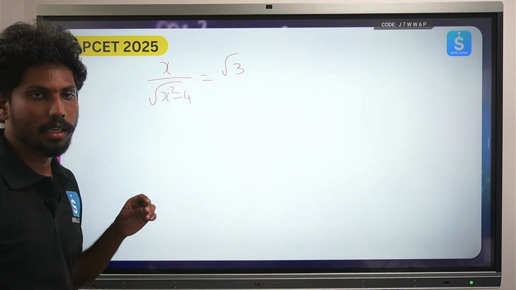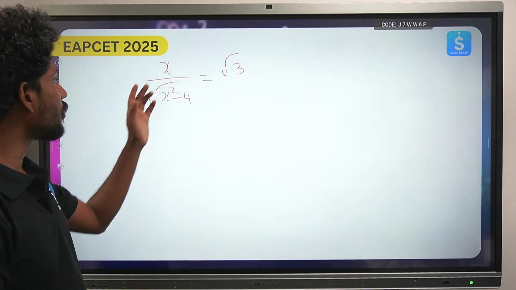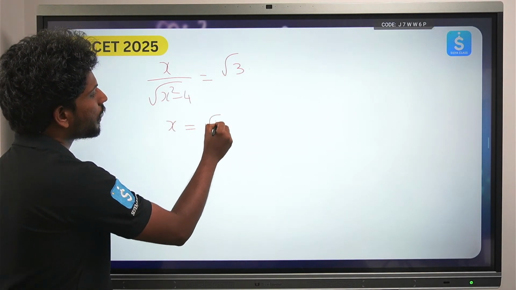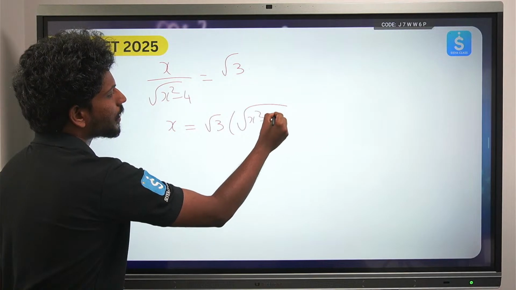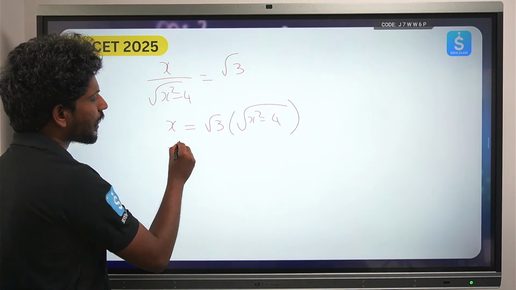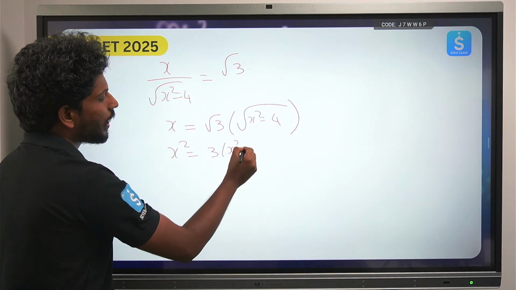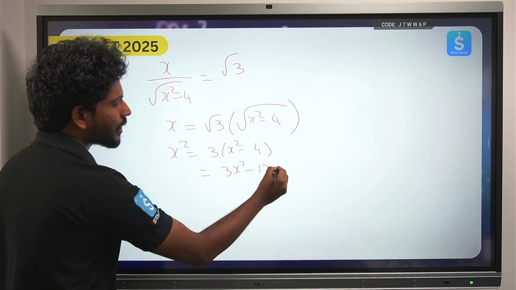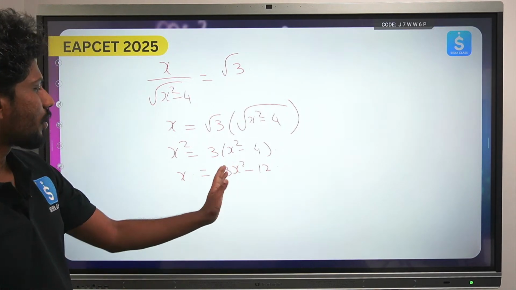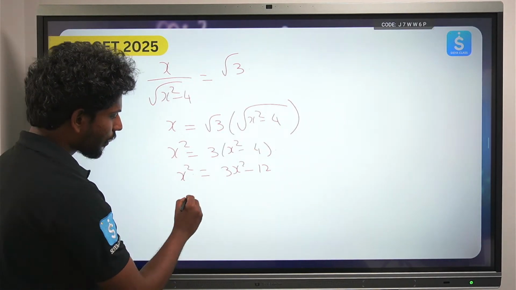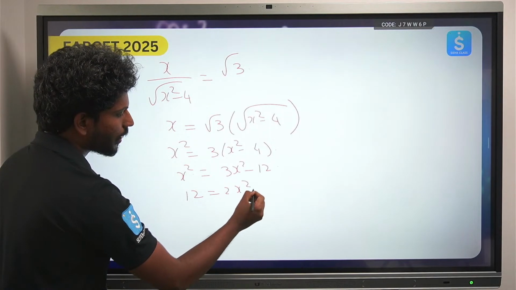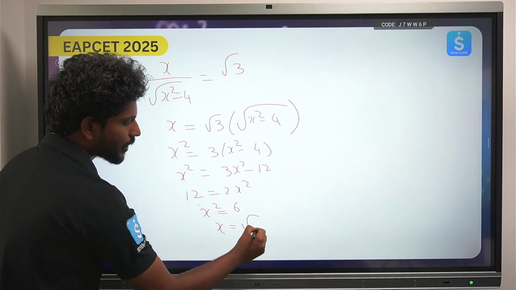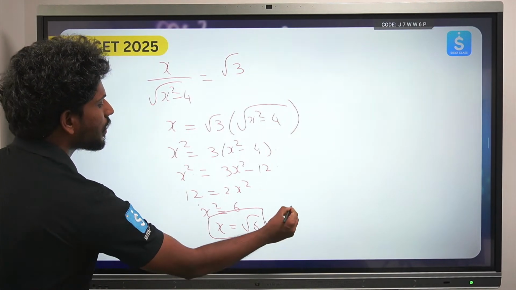So we have this value till now. Now you try to do squaring on both sides. Or else you can take it like this: x is equal to root 3 into under root x square minus 4. Squaring on both sides, x square is equal to 3 times x square minus 4. So this will become 3x square minus 12. From here you take 3x square to that side, 12 to this side. So this will become 2x square is equal to 12. So x square is equal to 6 and x equals root 6, right? So finally the answer is root 6.